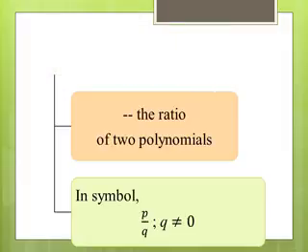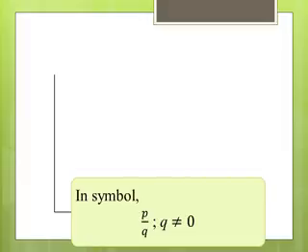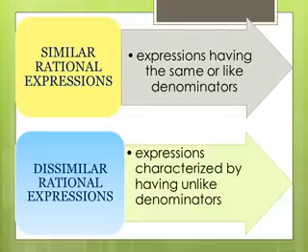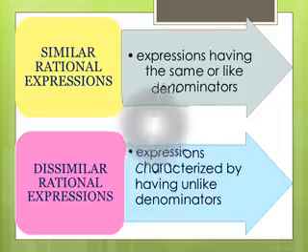And just like fractions, rational expressions can be classified into two according to the similarities and differences of their denominators. The following are its classifications. Similar rational expressions are expressions having the same or like denominators. And the other one is dissimilar rational expressions, characterized by having unlike denominators.